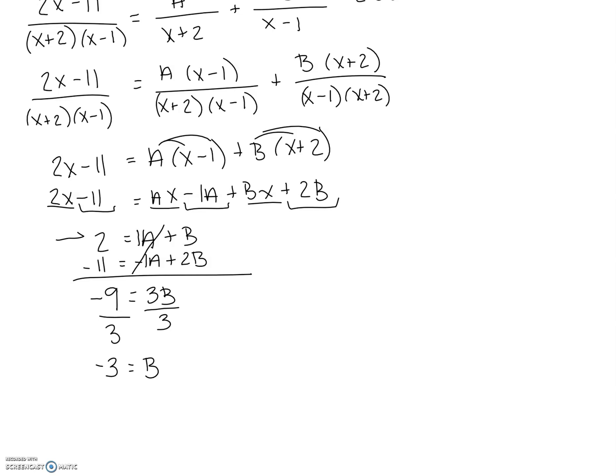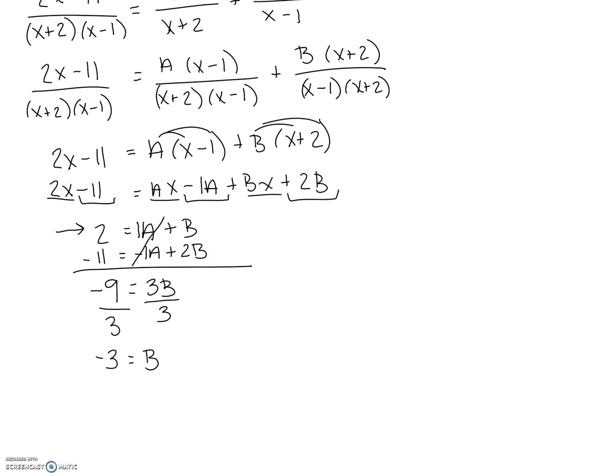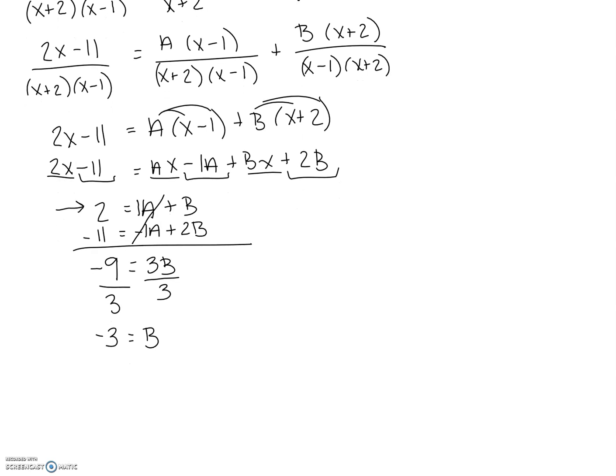Then I can go back and use this initial equation and plug in negative 3 for b. So 2 equals a, and then instead of b, I'm going to put minus 3. If I add 3 on both sides, I then know that 5 equals a.